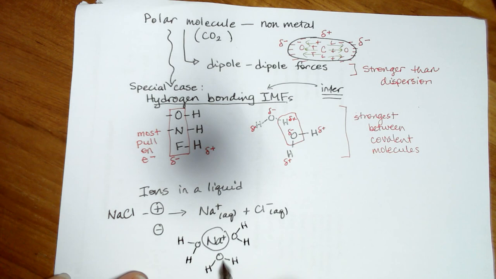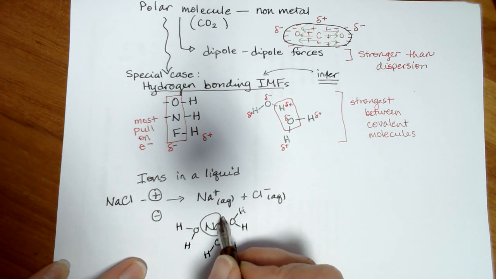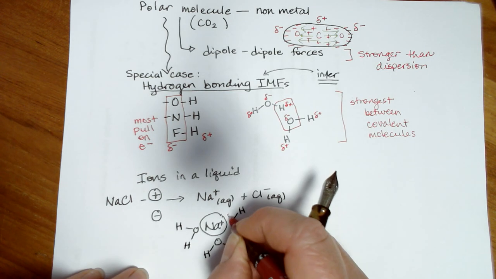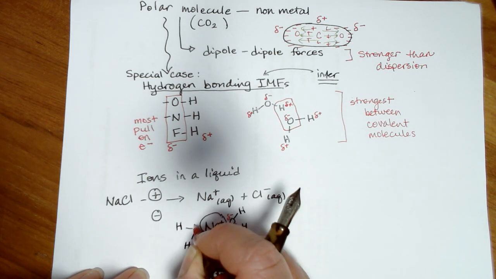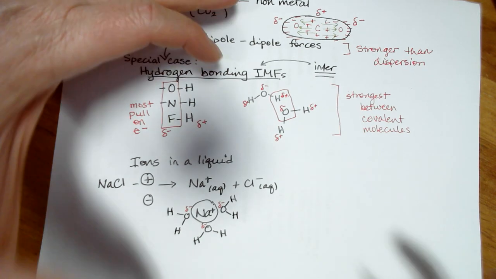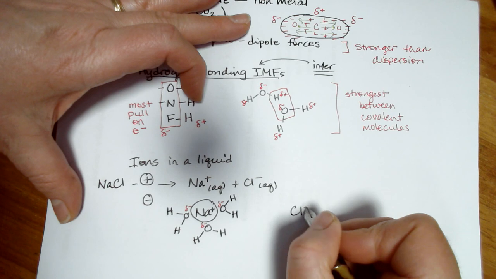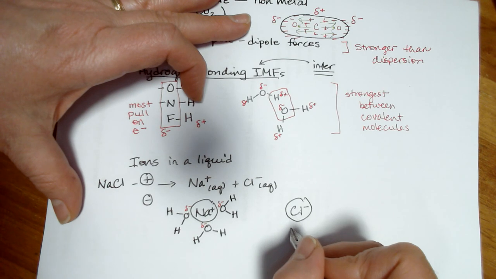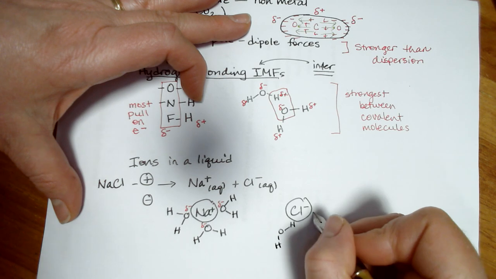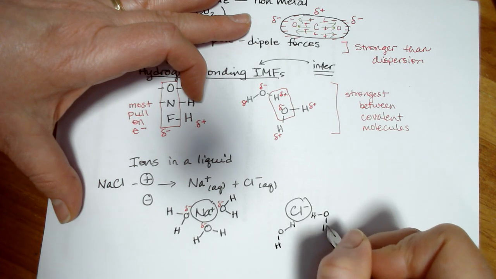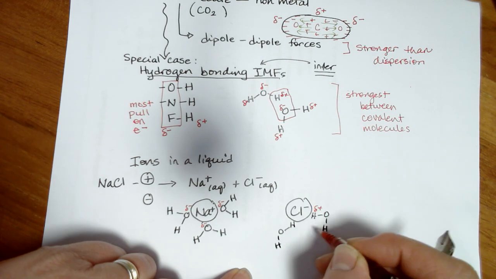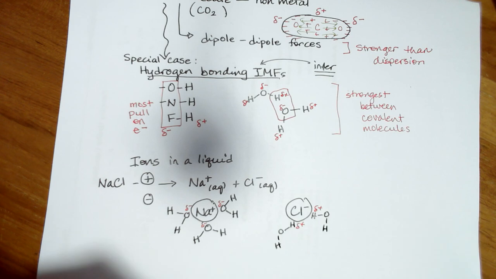The sodium has a permanent positive charge, and it is going to be attracted to those partial negatives on the oxygens. Of course the oxygens are also attracted to that full positive charge. Similarly, the chlorides are interacting with the hydrogens, which have a partial positive charge. These forces are called ion dipole forces.